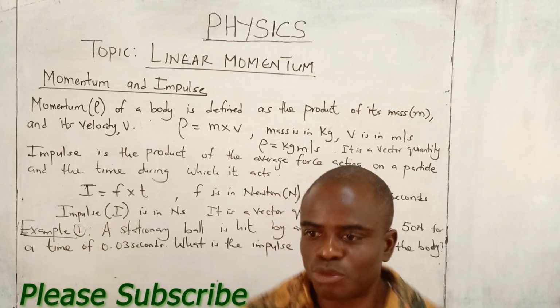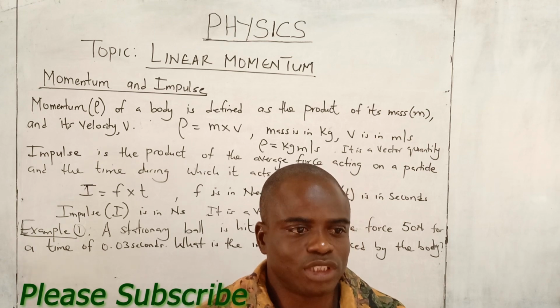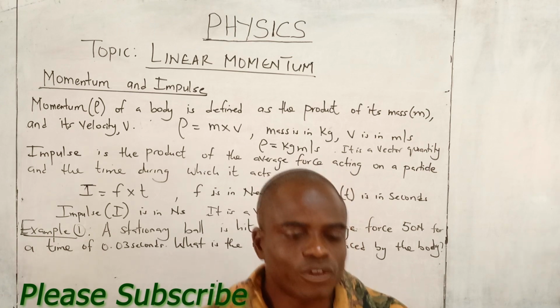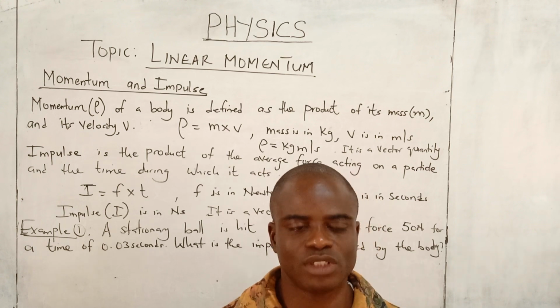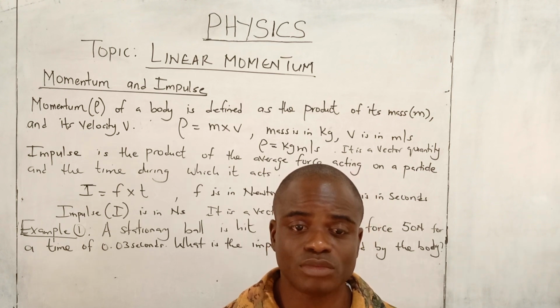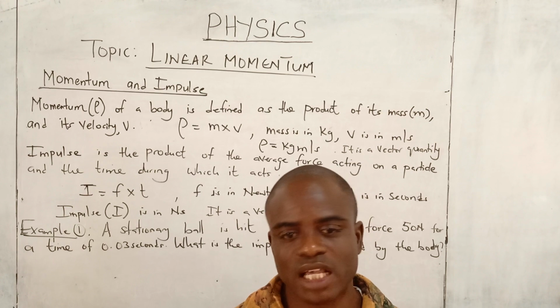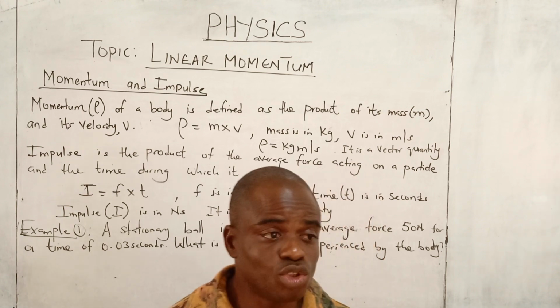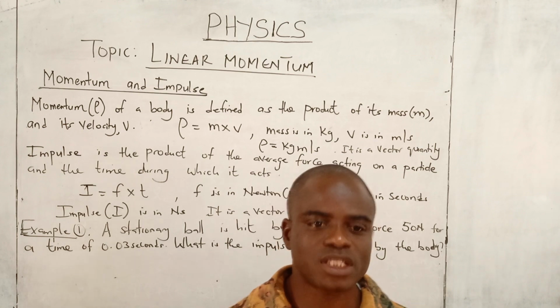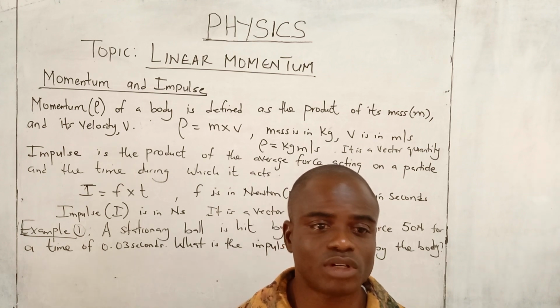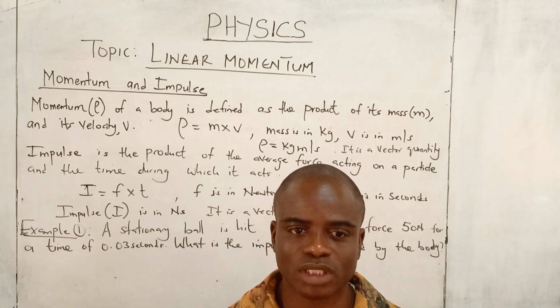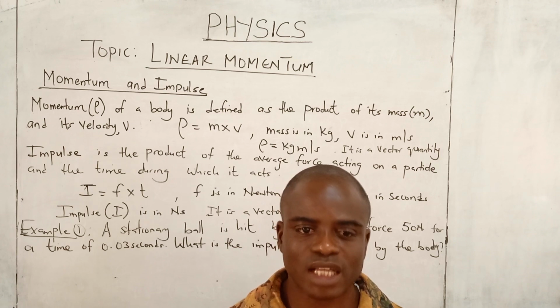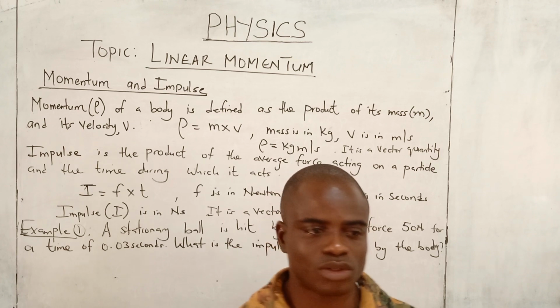Before you get a momentum, an object must have its own mass and also the velocity at which it's moving. That's why momentum equals mass times velocity and is also a vector quantity. The unit of momentum is kilogram meter per second. The unit of mass is kilogram. The unit of velocity is meter per second. When you bring the two together, that's kilogram meter per second.